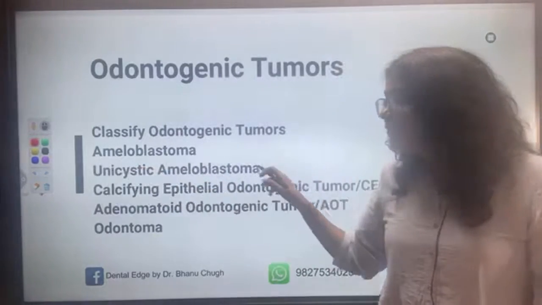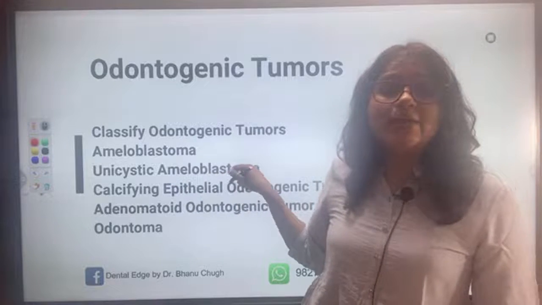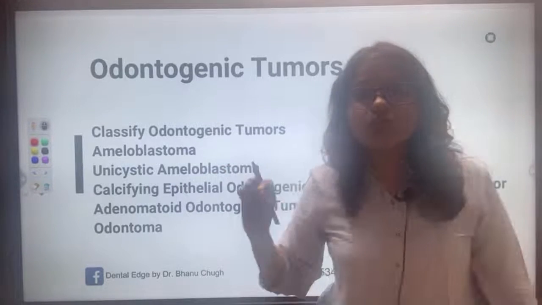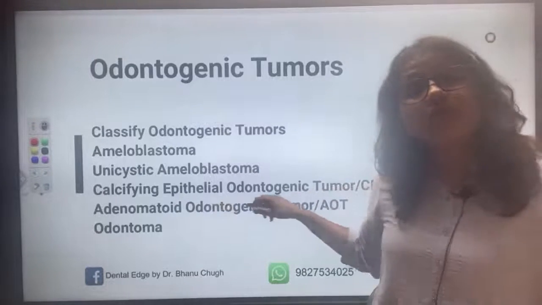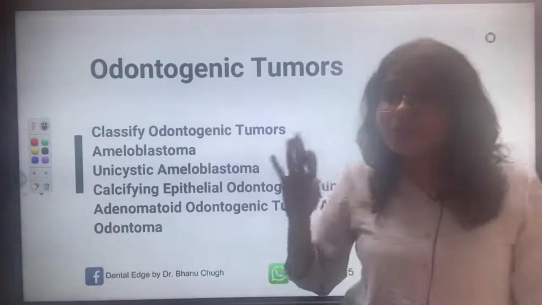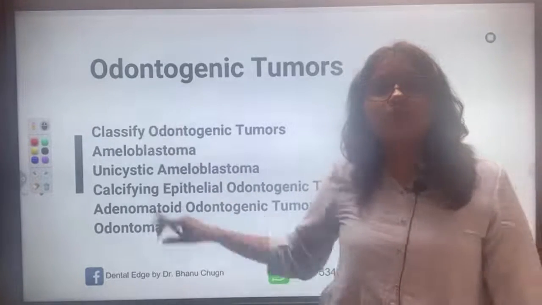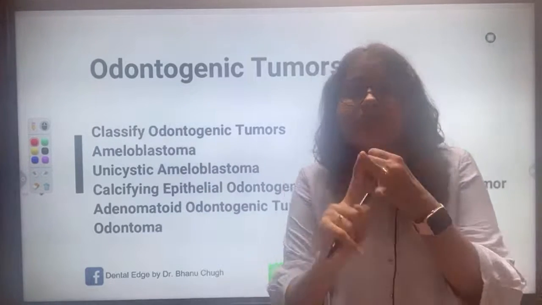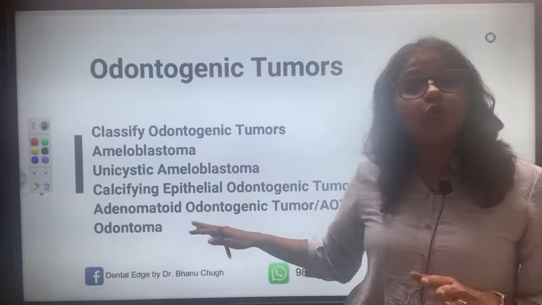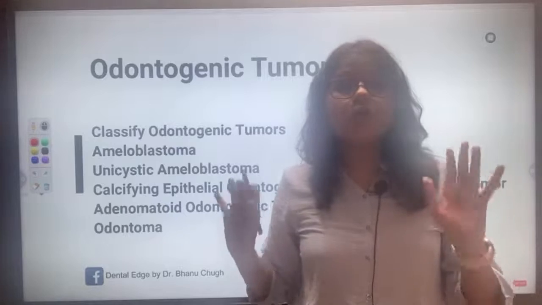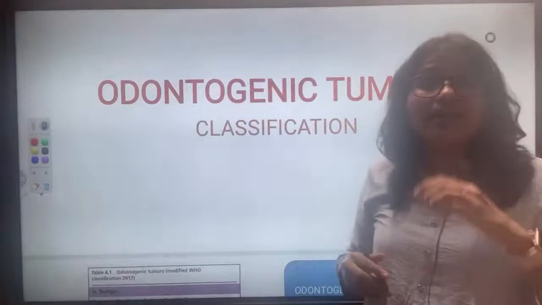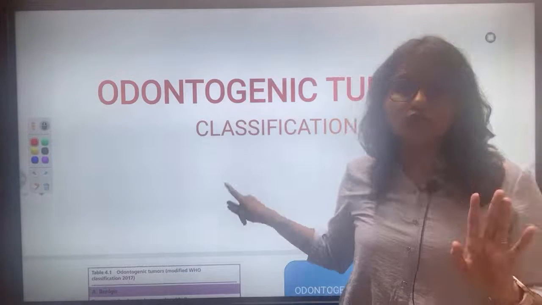Then there is calcifying epithelial odontogenic tumor, CEOT, which can also be asked. Then AOT, adenomatoid odontogenic tumor, and odontome. There can be other questions, but these are the most common ones: classify odontogenic tumors, ameloblastoma, AOT, CEOT, and odontome. These are the questions for the odontogenic tumors chapter. Now let's understand the classification of odontogenic tumors.